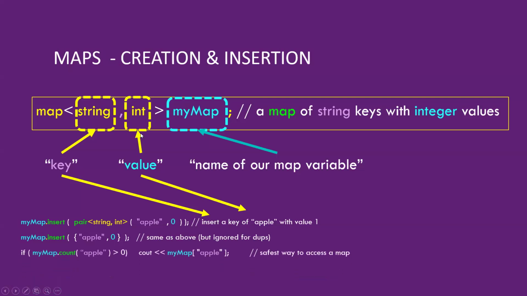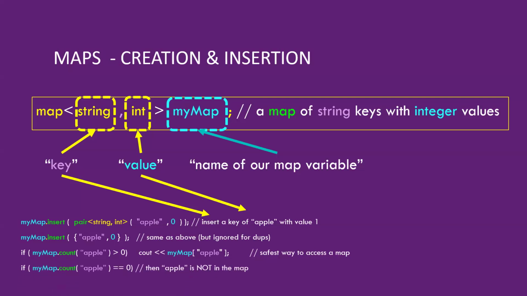Okay. So the safest way to tell whether there's an apple in this my map is to say if mymap.count("apple") is greater than 0, then I can go ahead and print it out. Otherwise, you might accidentally create an apple and not even realize you've done it. Okay, so that's a real thing you've got to watch out for.